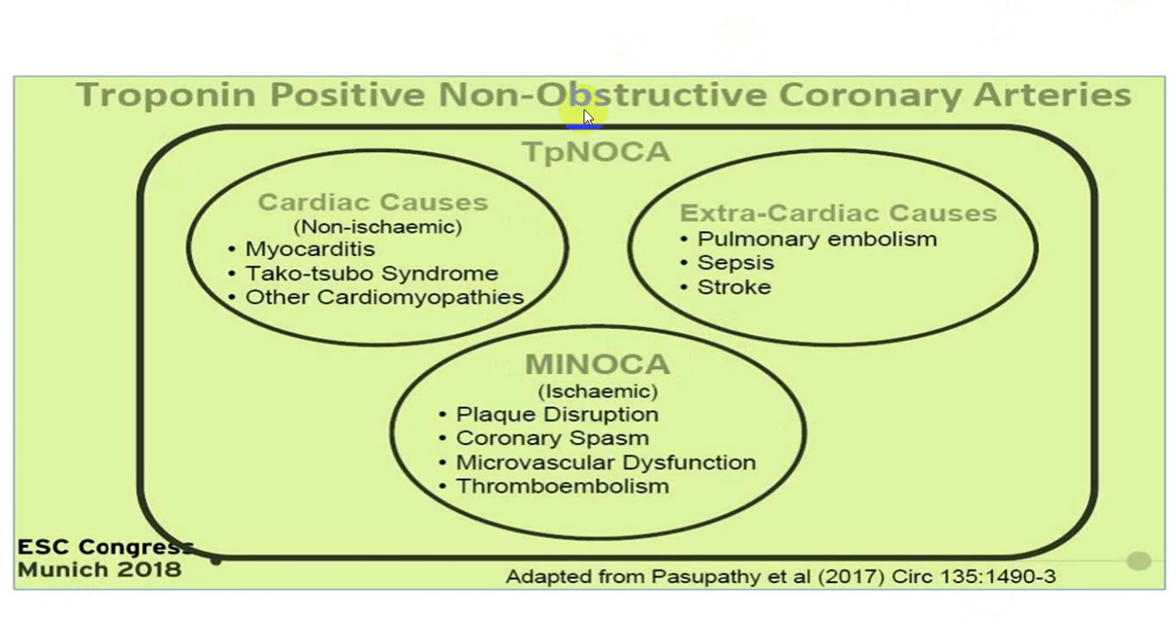But there are a few other conditions where troponin will be elevated, like cardiac causes such as myocarditis, Takotsubo and cardiomyopathy, which are non-ischemic. And there are extra-cardiac causes like pulmonary embolism, sepsis and stroke, where troponin may also be elevated. So you should rule out these two conditions if you want to label a person as MINOCA.